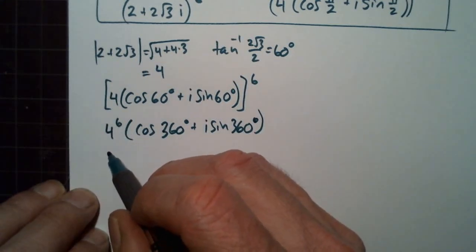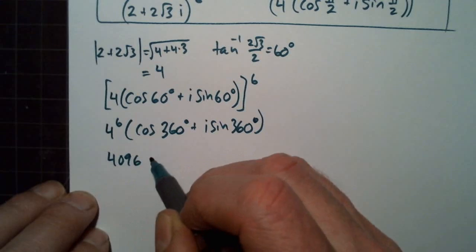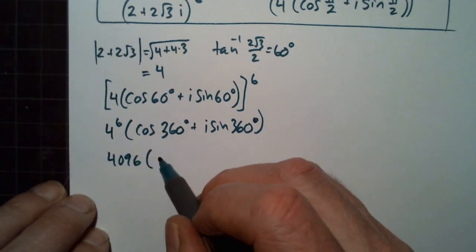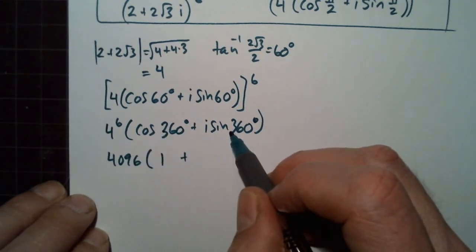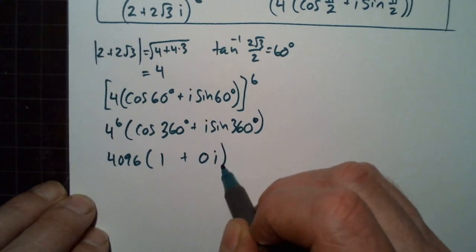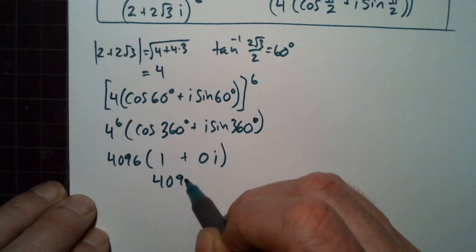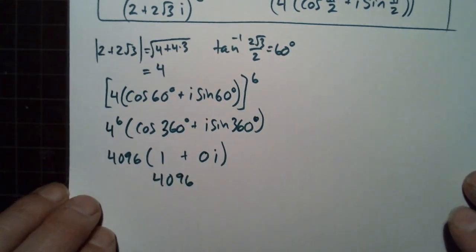4 to the 6th power is 4096. Cosine of 360 is 1. Sine of 360 is 0. So the answer is 4096.